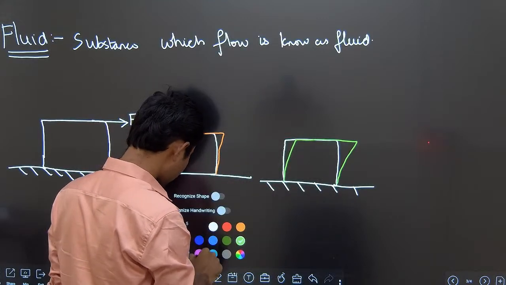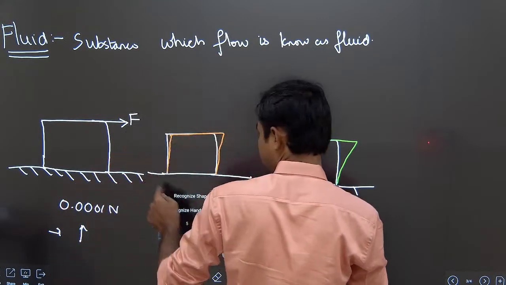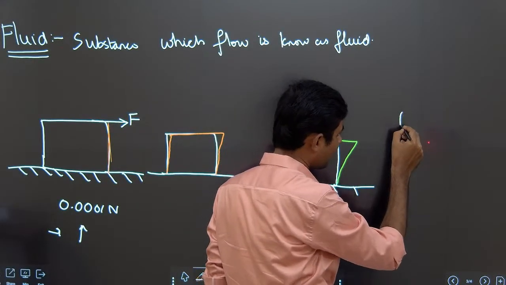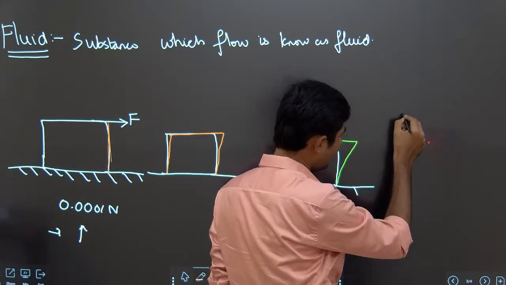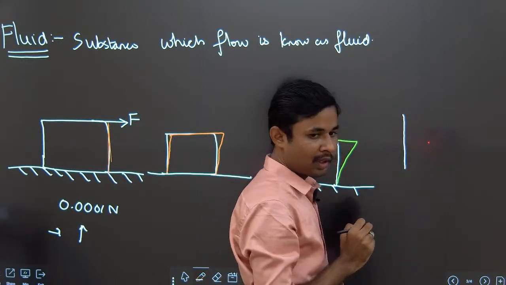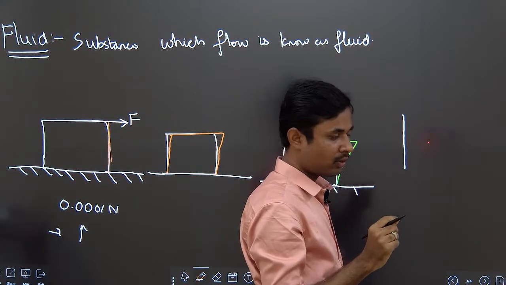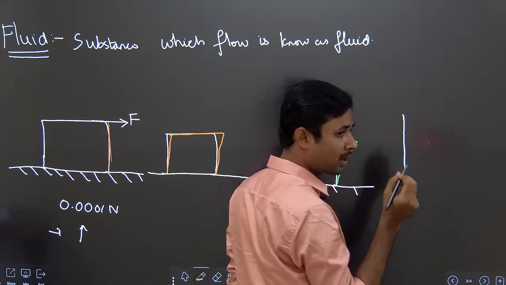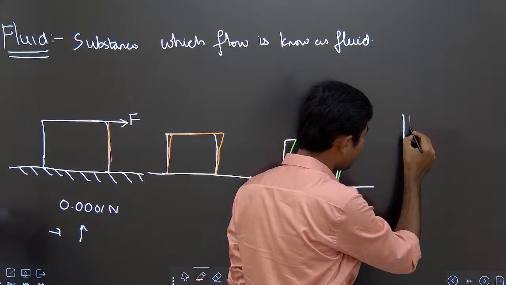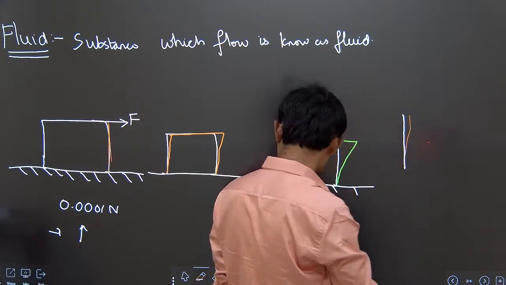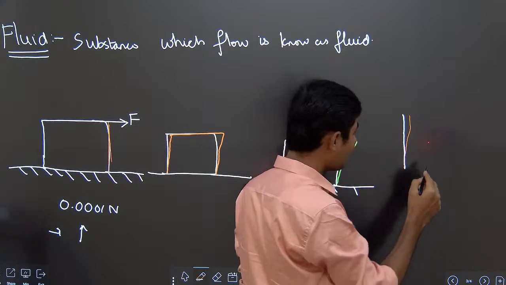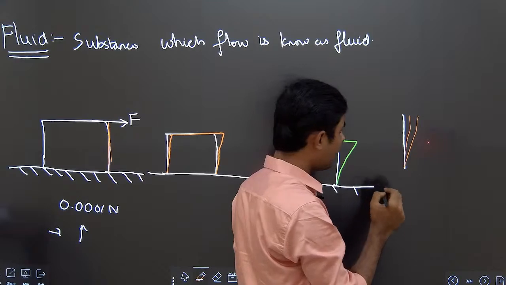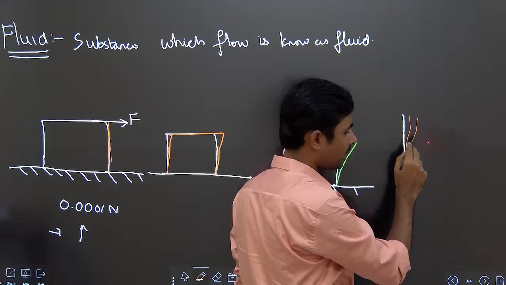Now I will draw. Let us consider this edge only. Before applying force, this edge was like this. At first, you applied a negligible amount of force and the body didn't get deformed. Now you have increased a little bit of force, then it has deformed a little bit like this. And you have increased force once again, and the body gets deformed up to here. Like this, whenever you apply force, it gets deformed.